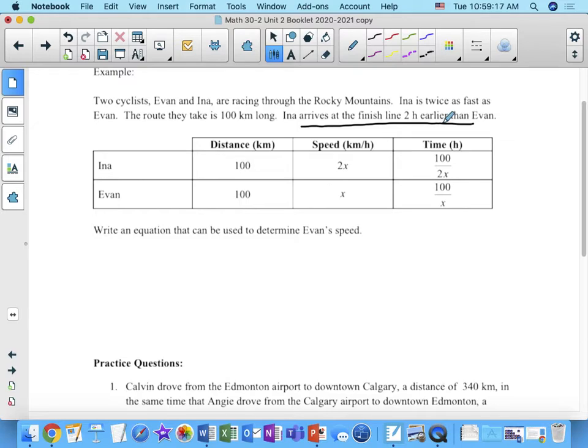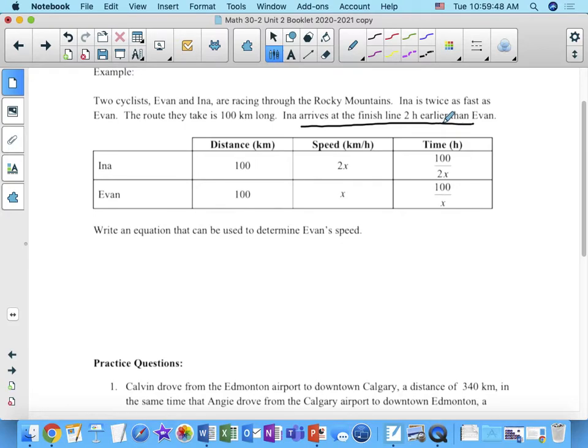People make a lot of mistakes with, do I take Ina's time and subtract Evan's time, or do I take Evan's time and subtract Ina's time? People often confuse the two. And we've already talked about the fact that with subtraction, order matters, right? If you switch around the order, you get a negative. So we don't want to do that. So what I really recommend is to do this in the chart.